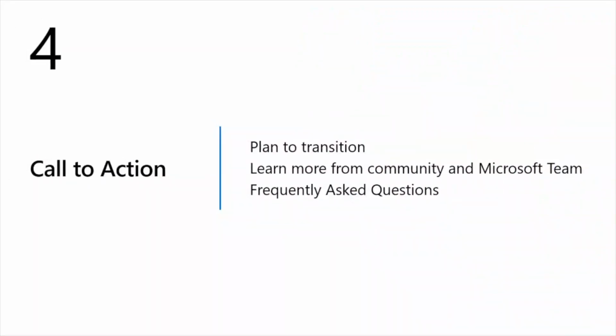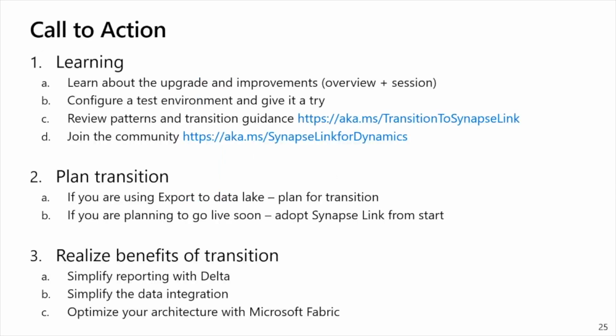The next thing is calls to action. So the key thing here, as we have discussed last time, is to learn about upgrade and improvement. We have these sessions covered. This is our 4th session in this series. So learn about upgrades and improvements, which are coming with the Synapse Link and Fabric Link, and configure a test environment and give it a try. The transition guidance, which we have been talking through in this 4-part transition series, is also available on GitHub. You can directly go to that link.